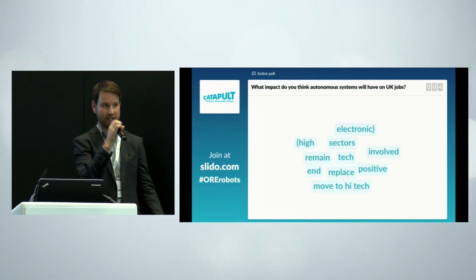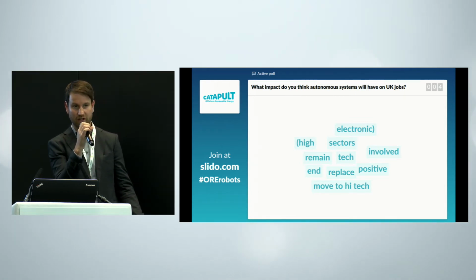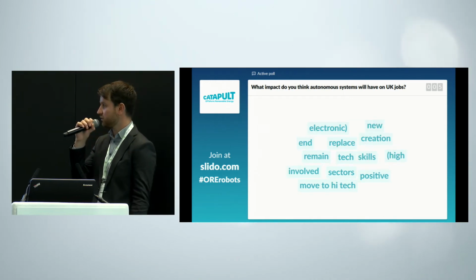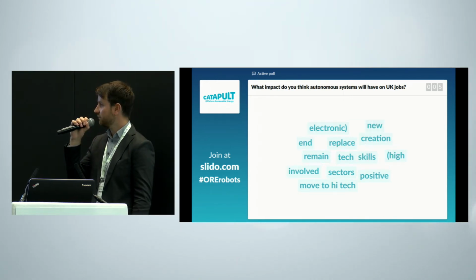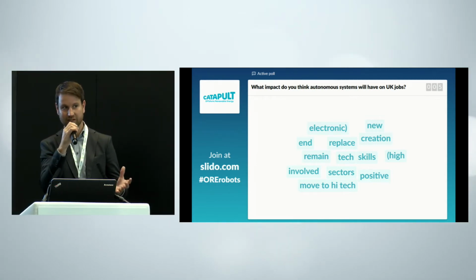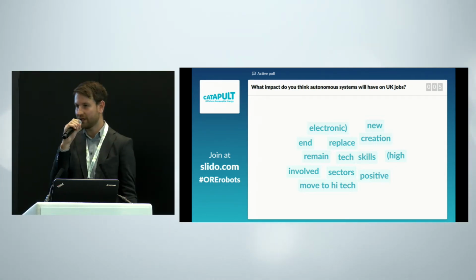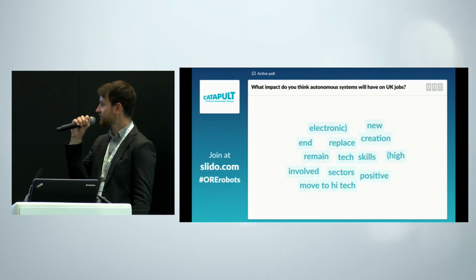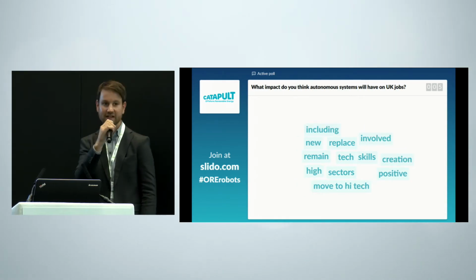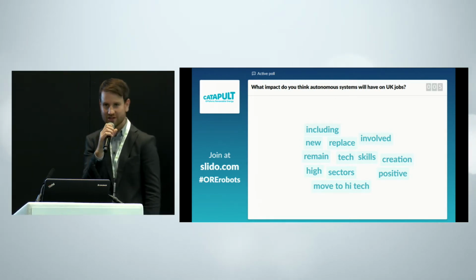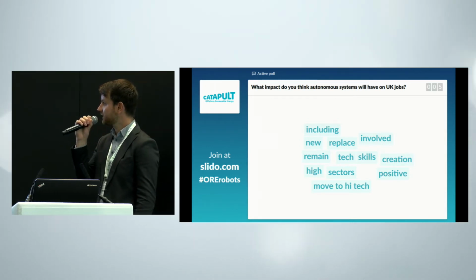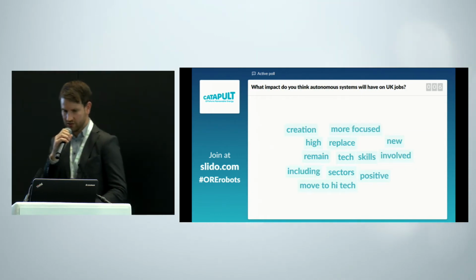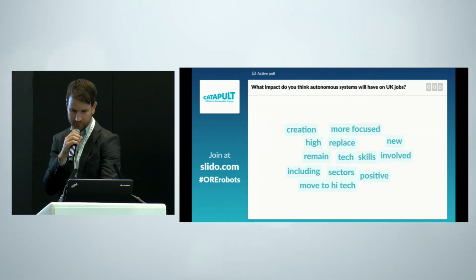Move to more high-tech jobs, I think is a big potential, because the jobs that we're going to have to support these will be more high-tech in nature. But definitely there's potential skills gap here, so the UK needs to get behind this in terms of skills development as well. So I think that's more positive than negative, actually, so quite happy with that response. I think in general, hopefully this will create a new industry in the UK with lots of jobs.